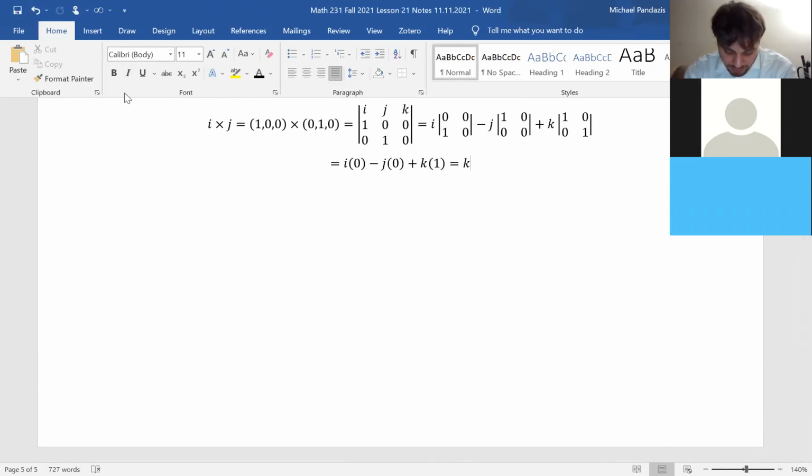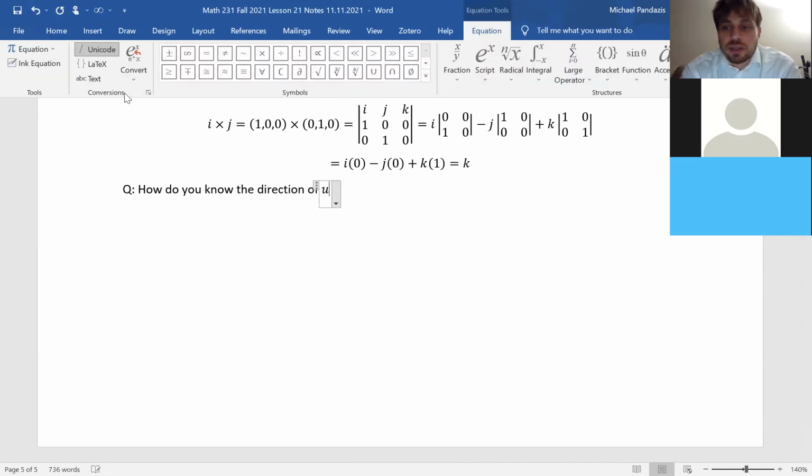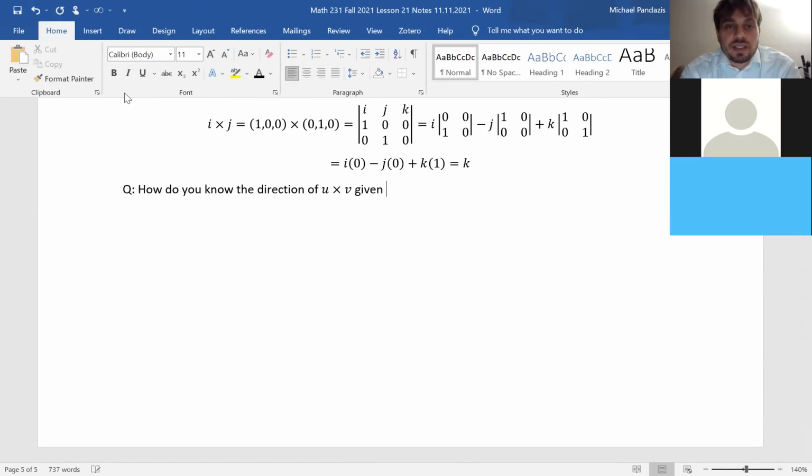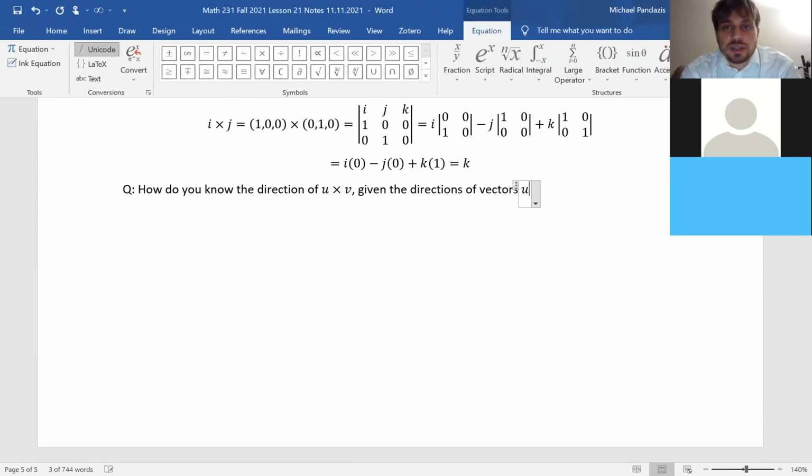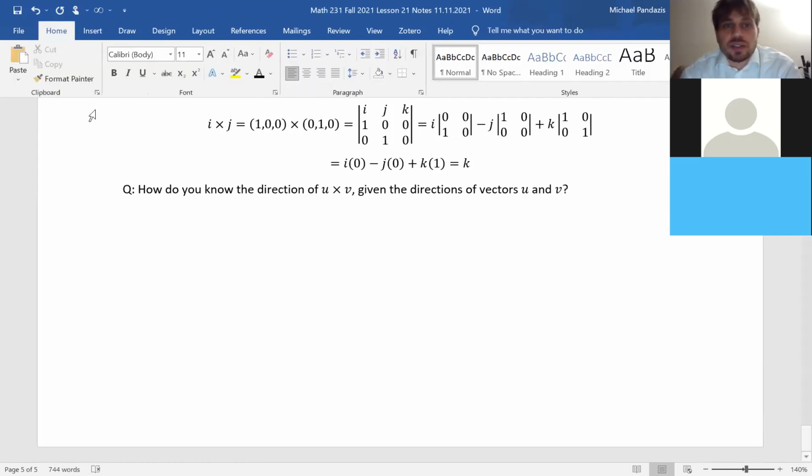The next question is, how do you know the direction of u cross v given the directions of vectors u and v? Just pointing out there are 2 directions there. So the answer is the right-hand rule. The right-hand rule tells you the direction of u cross v given the directions of u and v.